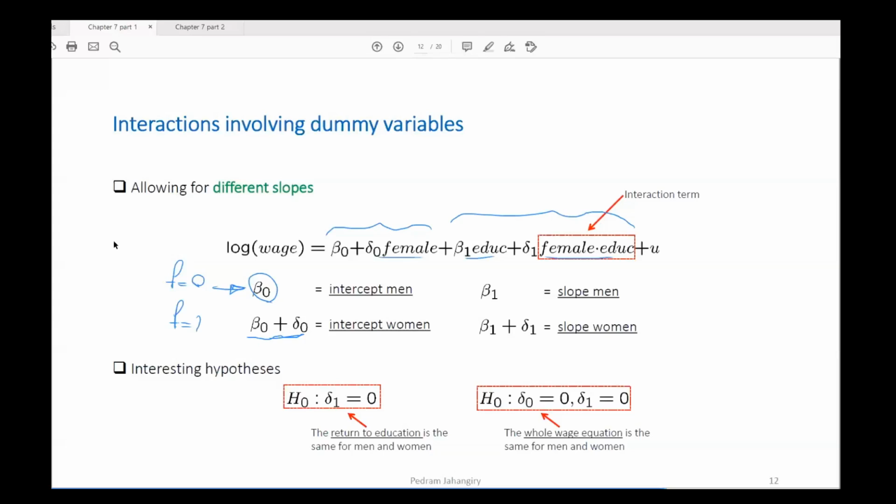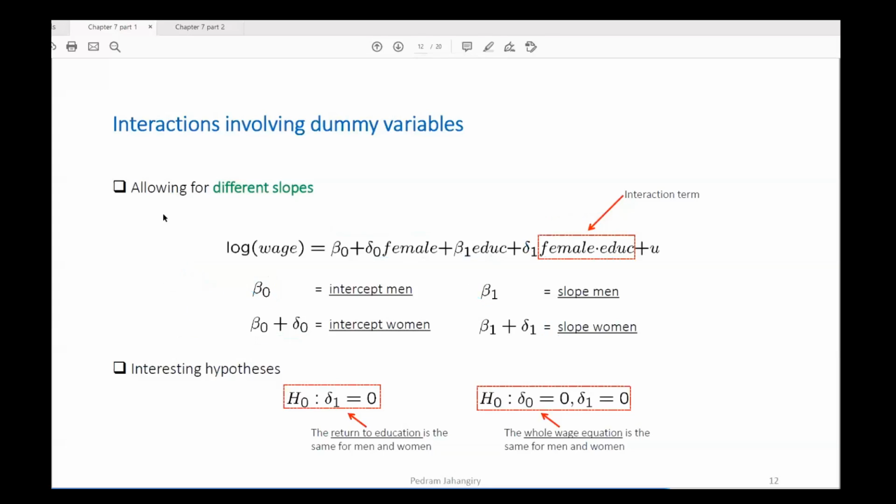So if female is equal to 0, the slope is going to be beta 1 plus delta 1 multiplied by 0, so it's beta 1. If female is equal to 1, the slope is going to be beta 1 plus delta 1 multiplied by education, so I have beta 1 plus delta 1. So we have a shift both in intercept and the slope. This is exactly what we wanted to get, right?